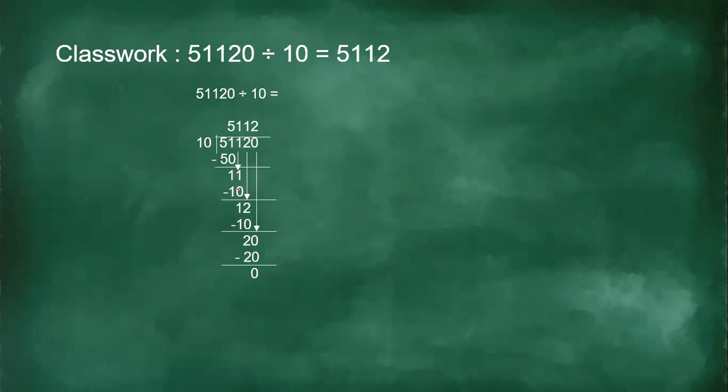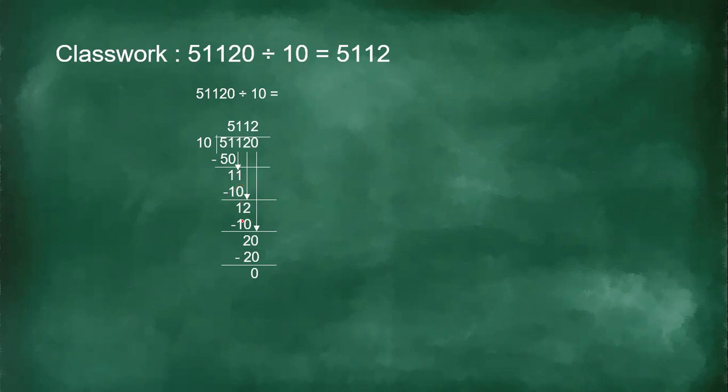And then I minus it by 10. Then I put my 1 there. And then I minus that. It equals 1. 11 minus 10 equals 1. Then I bring down my 2. Then I got 12.